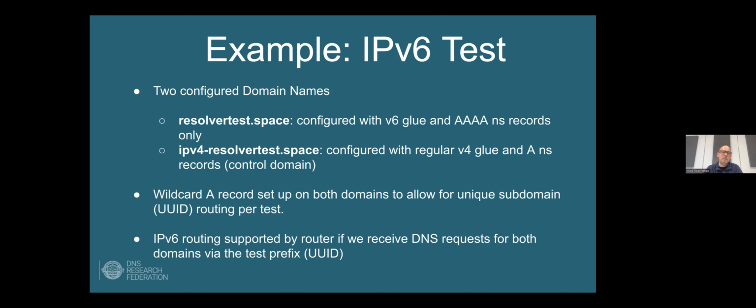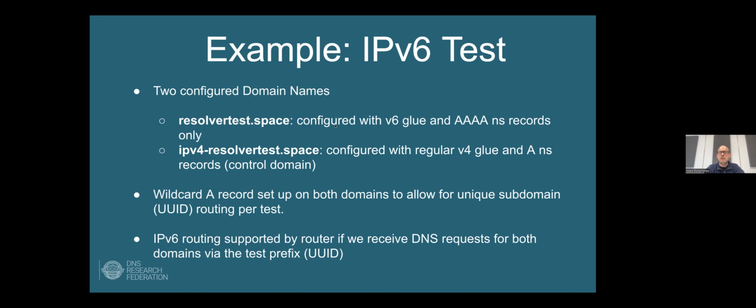So in order to make an IPv6 test effective, we need to actually do two tests, in fact. We first will configure a domain name. In this case, we're using the domain name resolvertest.space as an example. And that's being configured with v6 glue and quad A NS records only, which means that domain name will not route over IPv4 at all. So it requires the resolver to be using IPv6 to actually generate traffic to our testbed. Obviously, that alone, we would not know if a resolver was not supporting IPv6, we get no traffic.